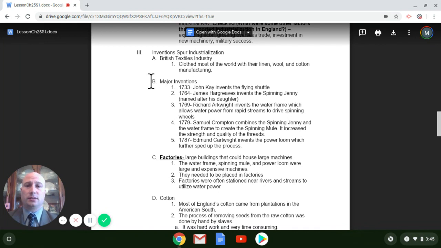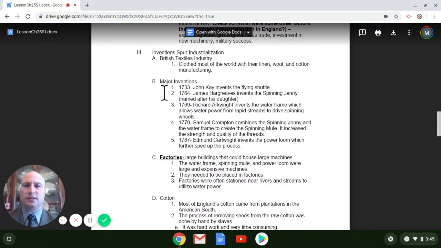Capital letter B is going to talk about major inventions. There's a list right here that we can go through. In 1733, John Kay invents the flying shuttle. This was sort of the first small part of a machine that moves back and forth to supply basic thread to different parts of the machine. I am going to have a slideshow, which I will be able to post here for you guys to check out at the end of this chapter, so you can see sort of what some of these things look like.